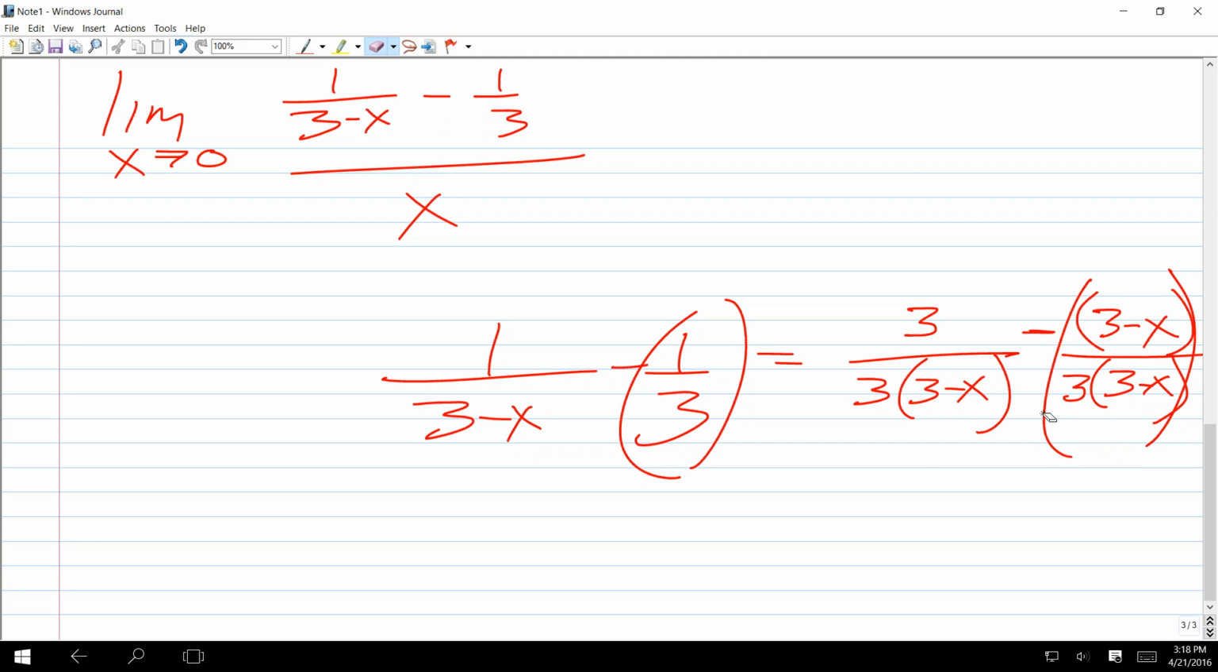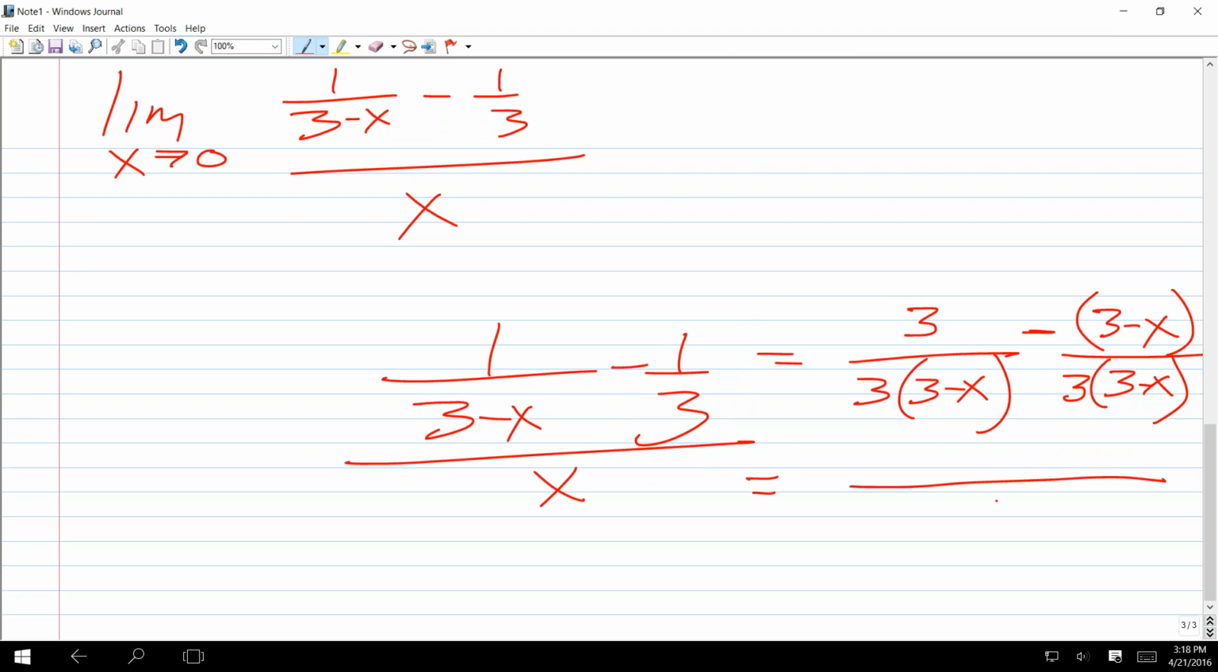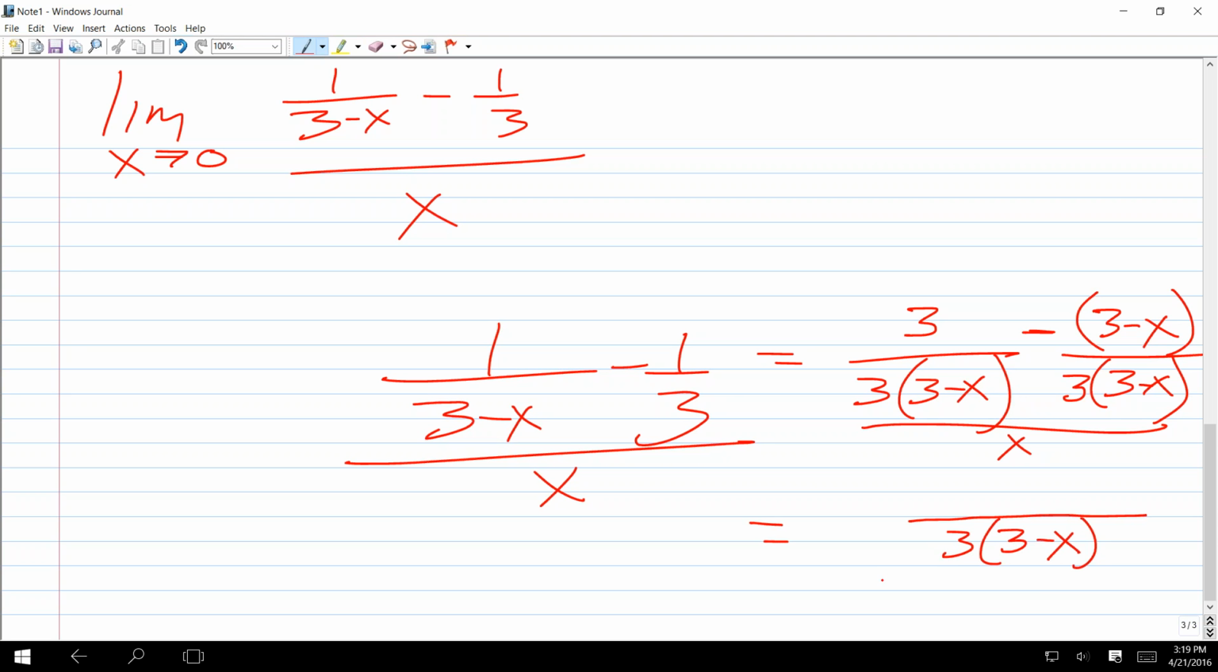If I don't add the parentheses, I'm going to have some serious problems, because now simplify that. And remember, this is all over x. So I still have an x in the denominator. So this is the numerator, and that's the common denominator. Simplify the numerator of the numerator.